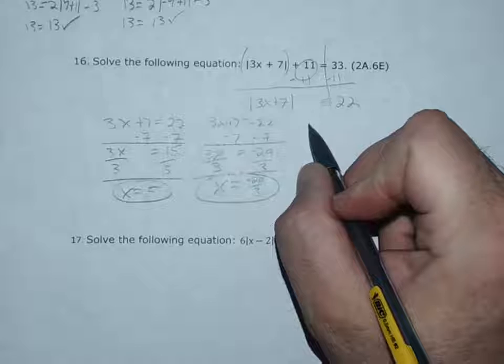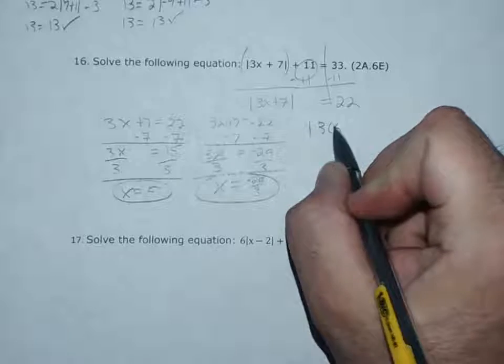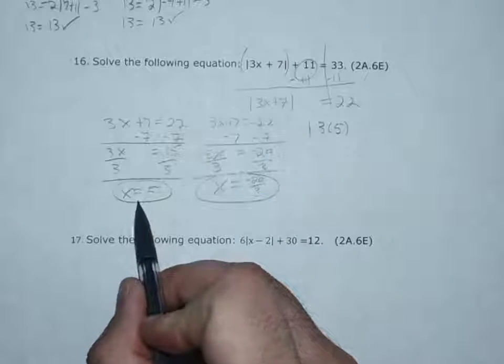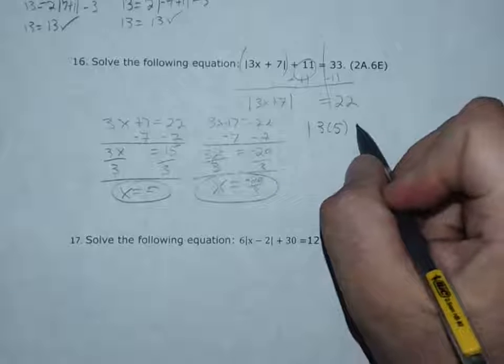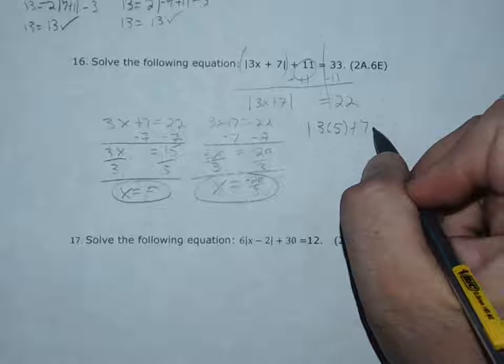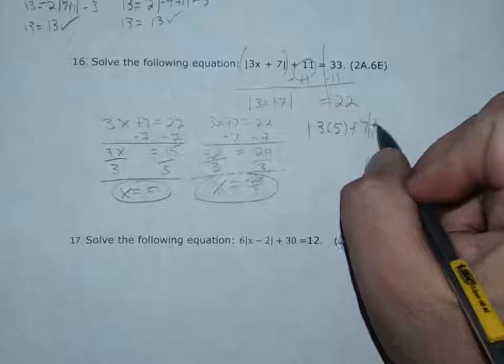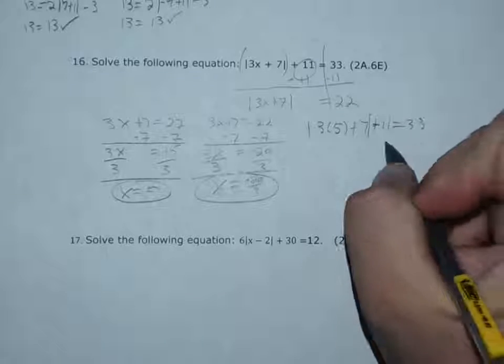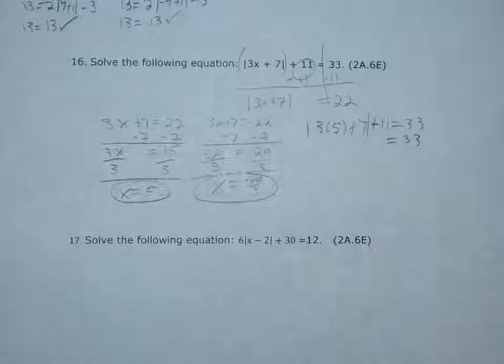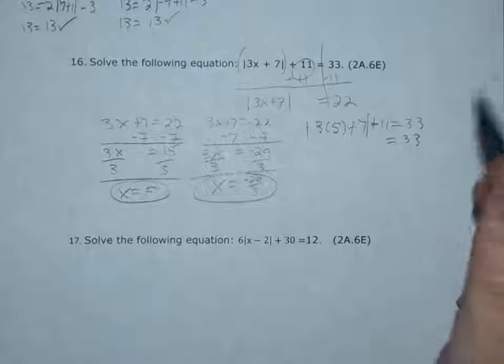Now I need to check both of these. So I will plug in. Oh, by the way, I'm checking x equals 5 first. We've got the absolute value of 3 times 5 plus 7, plus 11 equals 33. Hopefully. The right side is just 33. There's not a whole lot of change there.